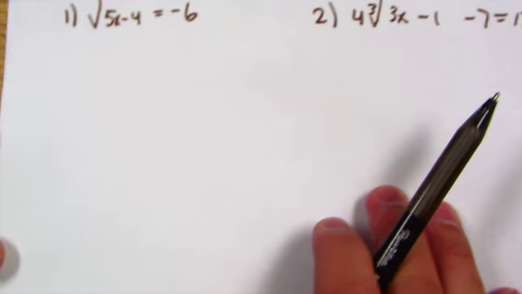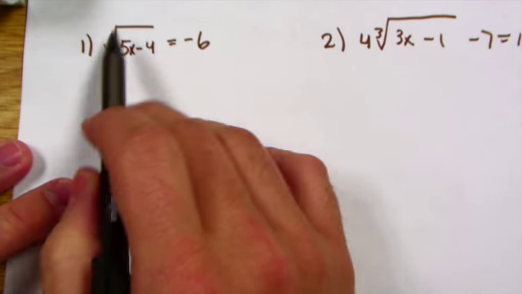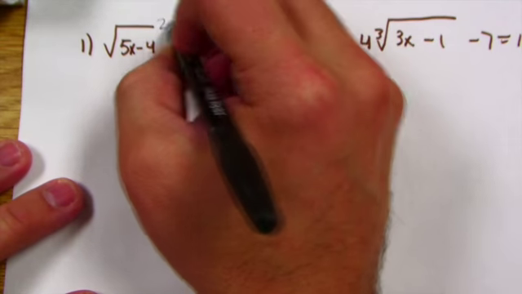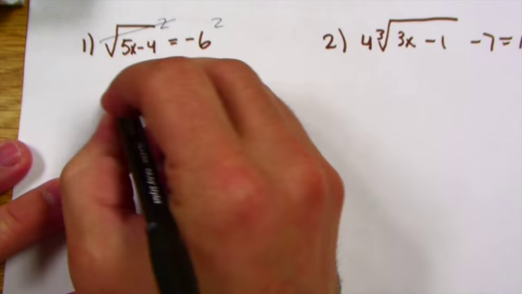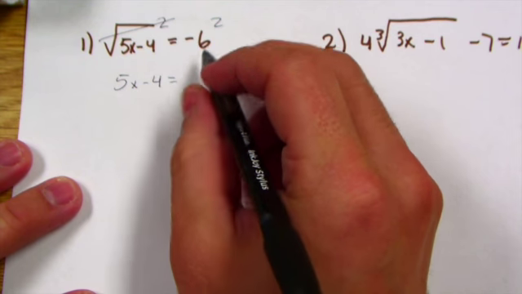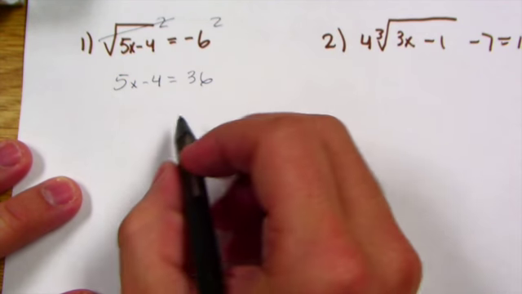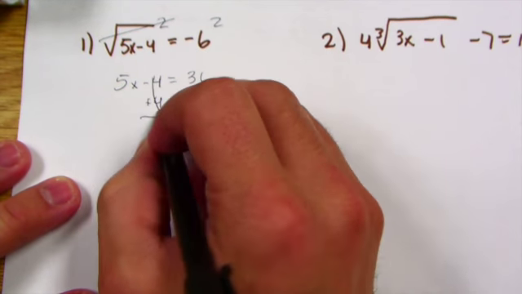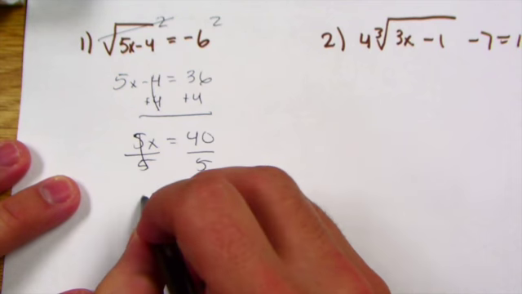The good news with number 1 is the radical is already isolated, and since it's a square root, in order to get rid of the radical, we're going to square both sides. That will cancel out the radical, leaving you with 5x minus 4 equals negative 6 squared. Negative 6 times negative 6 is 36. Then 5x minus 4 equals 36, so I just solve for x. I add the 4 over, and I get 5x equals 40. Then divide by 5, so I get x equals 8.